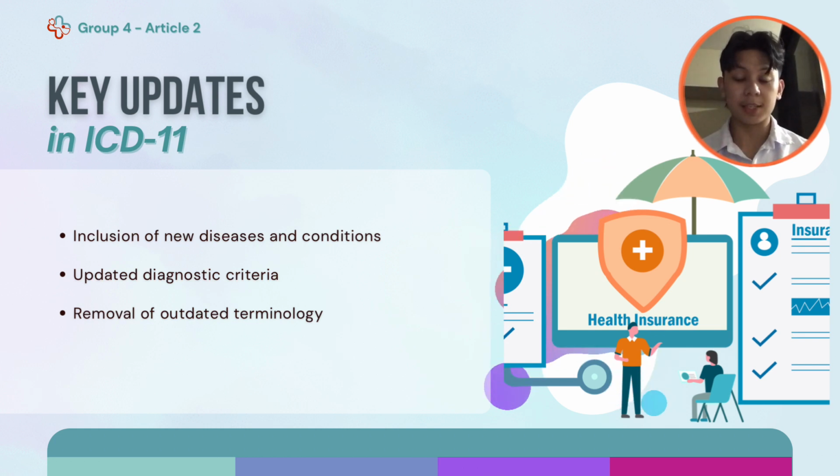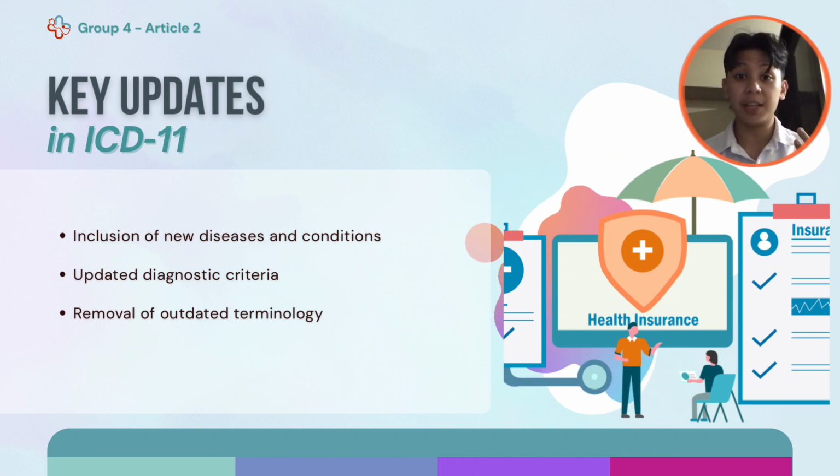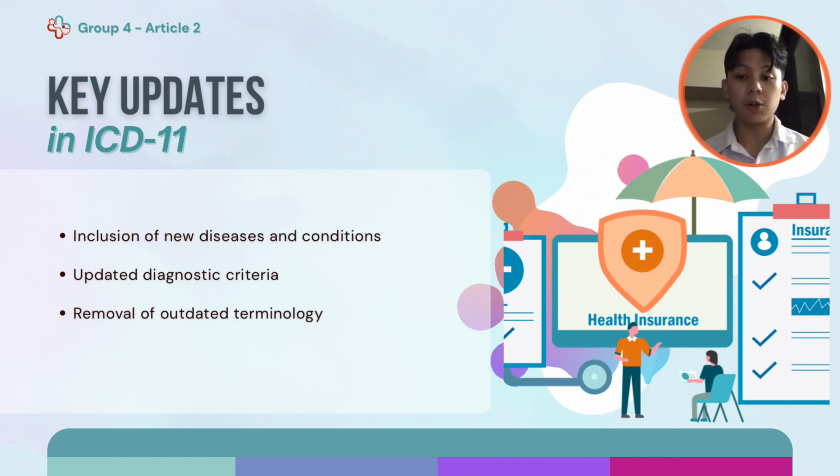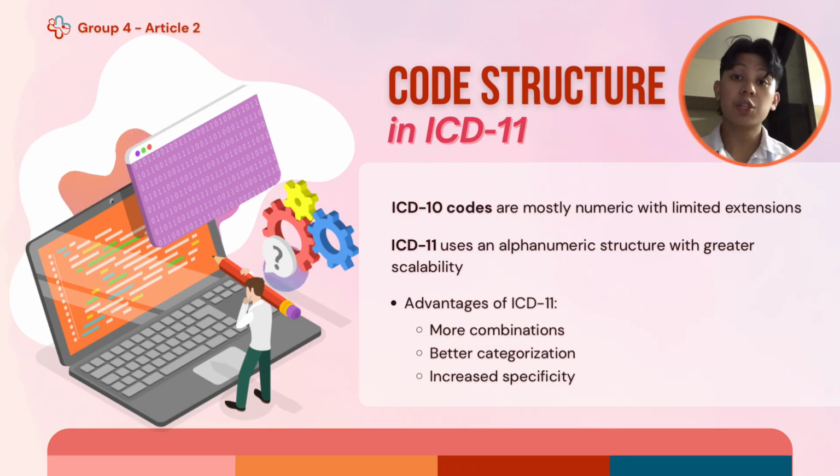Content expansion and updates. ICD-11 includes substantial updates in disease classification, inclusion of new diseases and conditions, updated diagnostic criteria, and removal of outdated terminology. This system is also designed for continuous updates, ensuring long-term relevance. Code structure format. The structure of codes has also evolved. ICD-10 codes are mostly numeric with limited extensions. ICD-11, however, uses an alphanumeric structure with greater scalability. This allows more combinations, better categorization, and increased specificity.